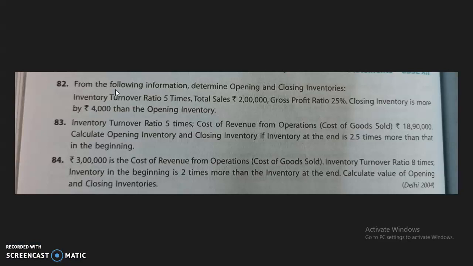Question number 83. Inventory turnover ratio is 5 times. Cost of revenue from operations is 18,90,000. Calculate the opening and closing inventory, if inventory at the end is 2.5 times more than that of the beginning. See the difference. In the last question, it was only 1.5 times that of the beginning. Here in this question, it is 2.5 times more than that of the beginning. So what is the difference in that? We'll come on to the solution.